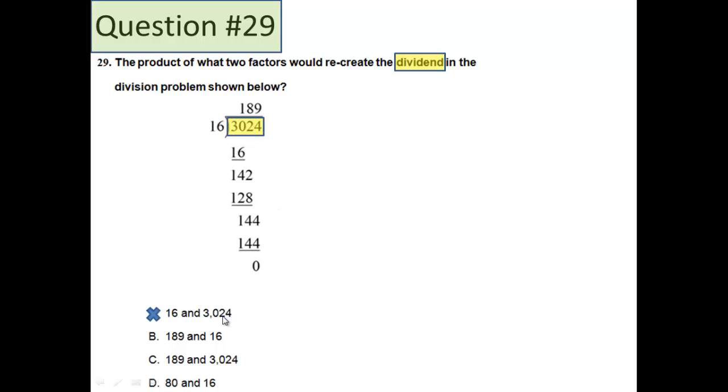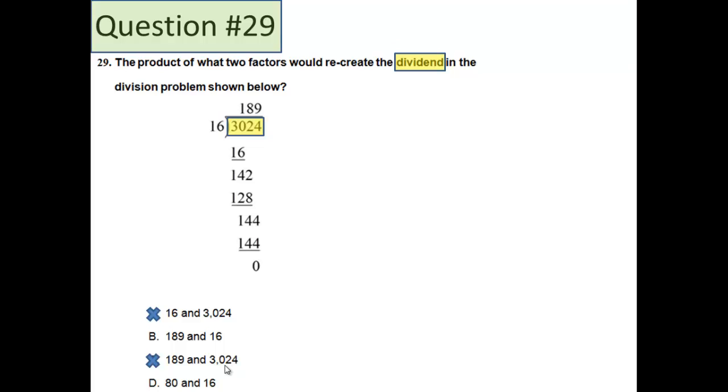That's way too big. And the other one that's too big is letter C. 189 times 3,024. 1 times 3,024 is 3,024, so 189 times 3,024 is going to be huge. So now I'm left with B or D.